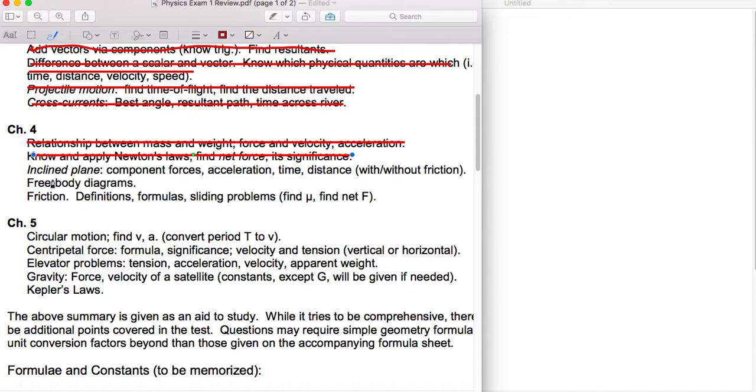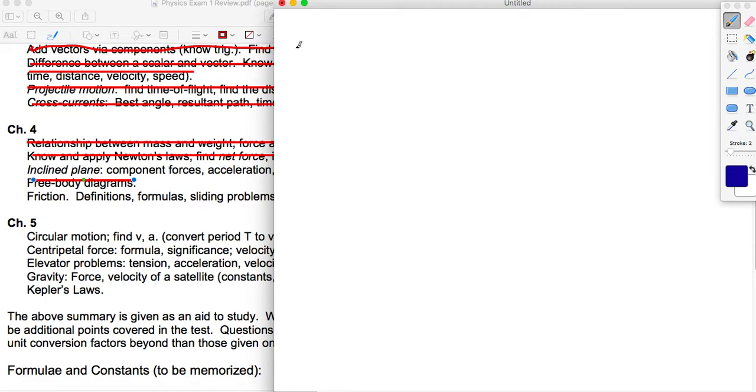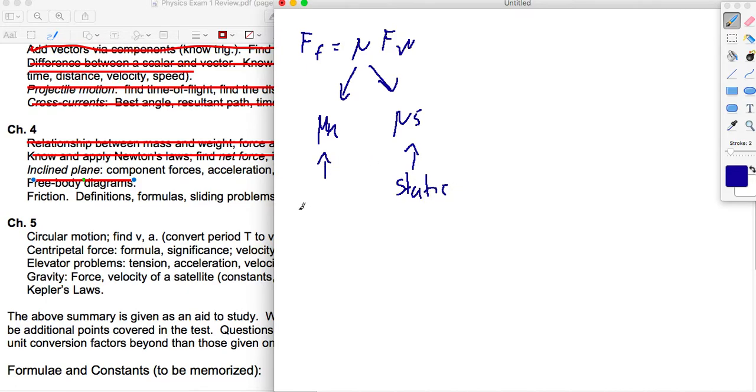All right. So friction definitions and formulas, slide and problems. I go over this in one of my videos, which I will be referring you to as well, but just know that the official formula for friction is F friction equals mu times the normal force. And mu can be 2 things. It can be mu sub k and mu sub s, where s means static and k means kinetic.